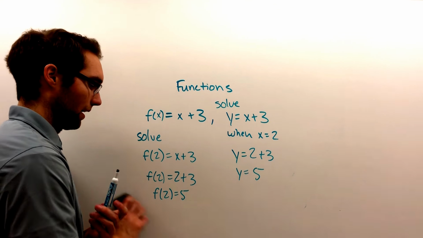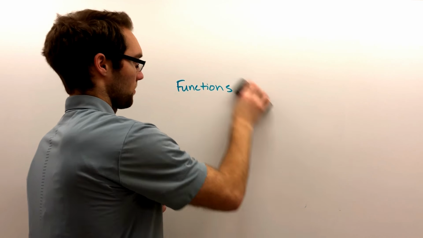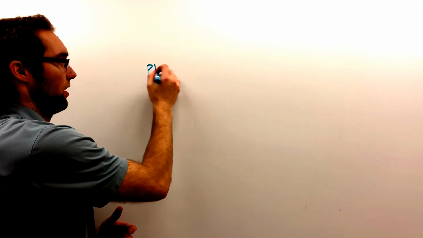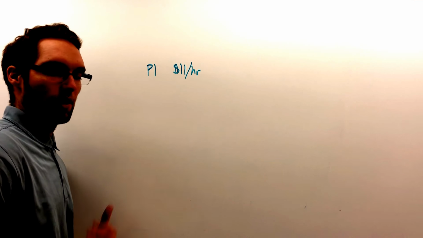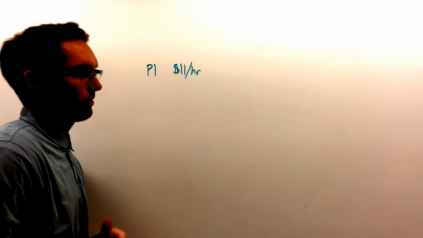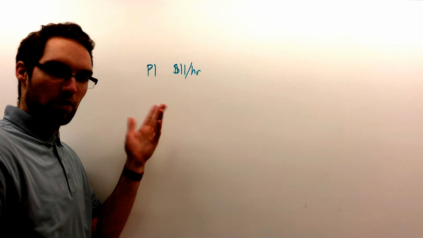So I was liking the money example. We'll go ahead and do one of those real fast, or a couple of those maybe. Earlier we were talking about person 1 who made $11 an hour. How could you represent that in a function? How could you represent the amount of money someone makes based on the number of hours they work?